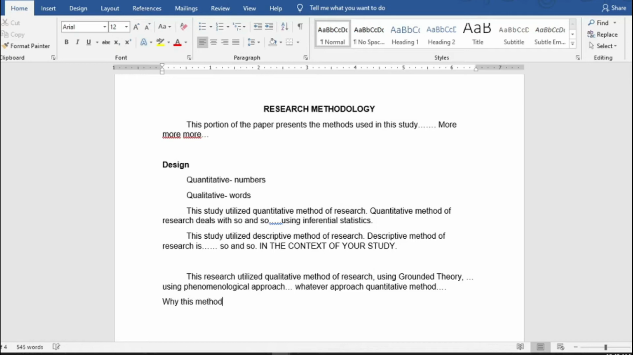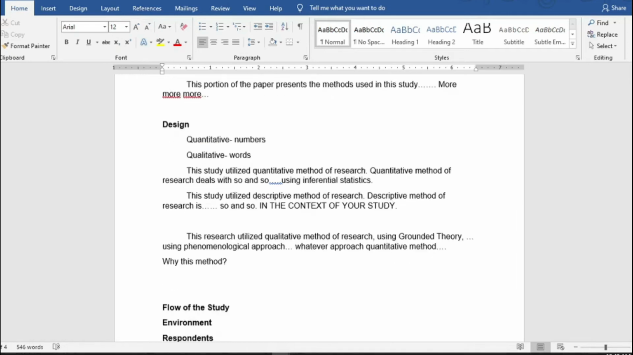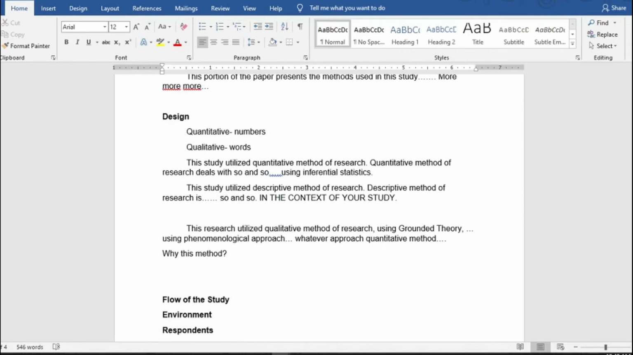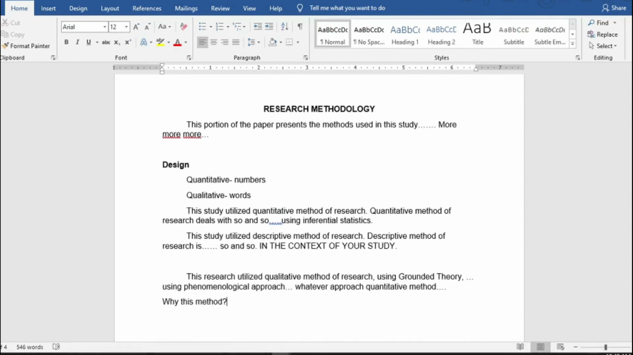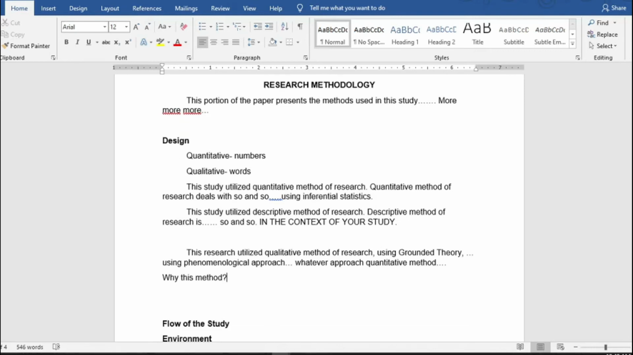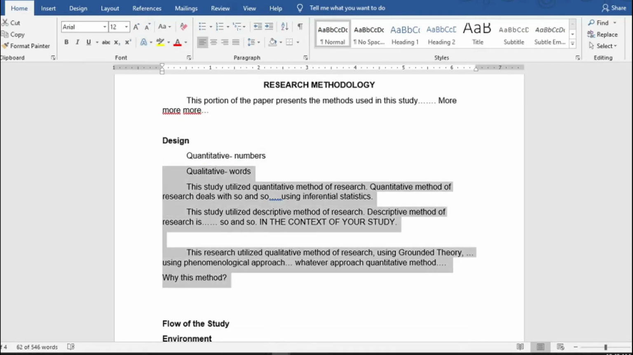So you have to argue that your method suits, or is a fit, to the data that you want to gather, and that your design gives credibility to the outcome. So more or less, that is the usual structure of the research design.